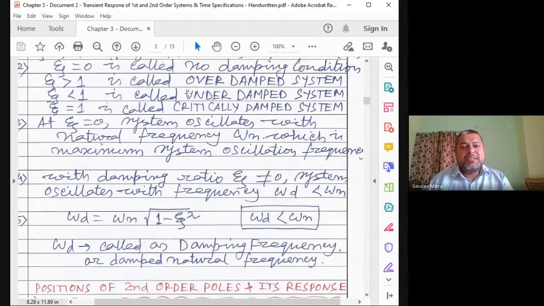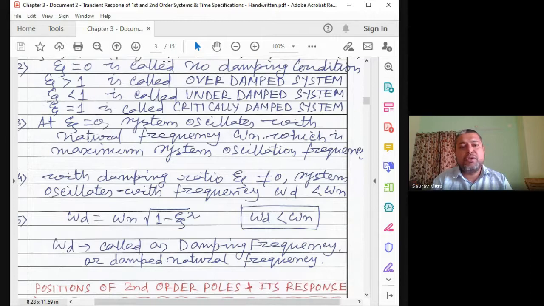So zeta is less than 1. What we find is, write down, it's called a damped oscillation. That means sinusoidal but reducing, or decreasing damped sinusoidal. Decreasing damped sinusoidal response we get for zeta in between 0 and 1.